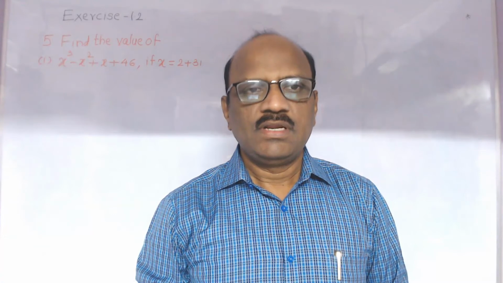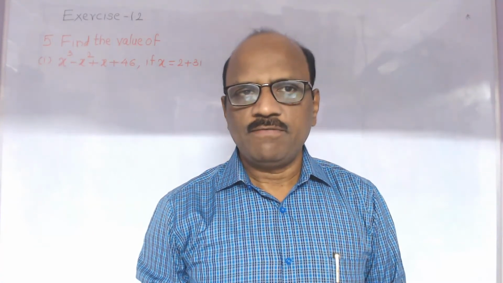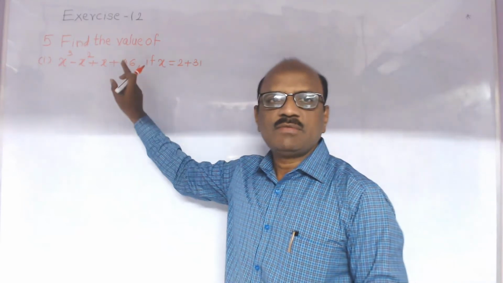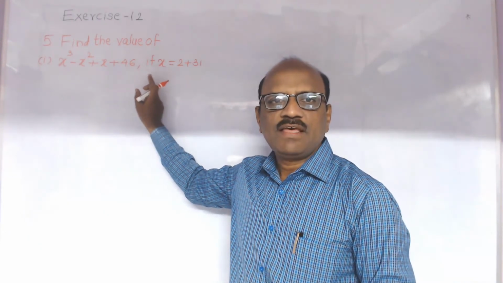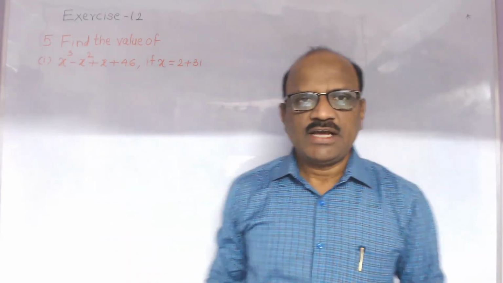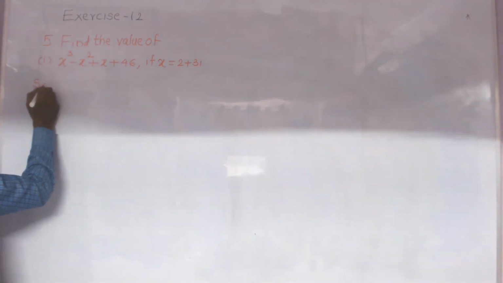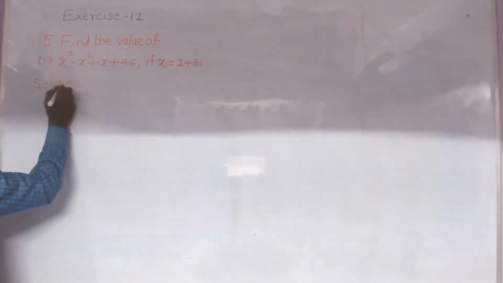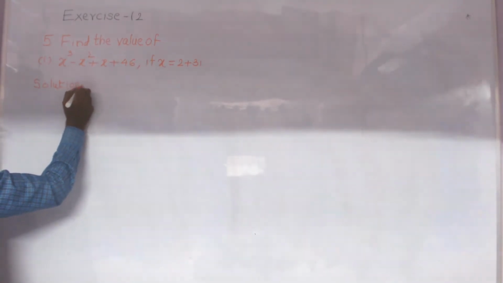Now the next problem is: find the value of x cube minus x square plus x plus 46 if x is equal to 2 plus 3i. Now the solution. See this here, x is equal to 2 plus 3i. This can be written as x minus 2 is equal to 3i.